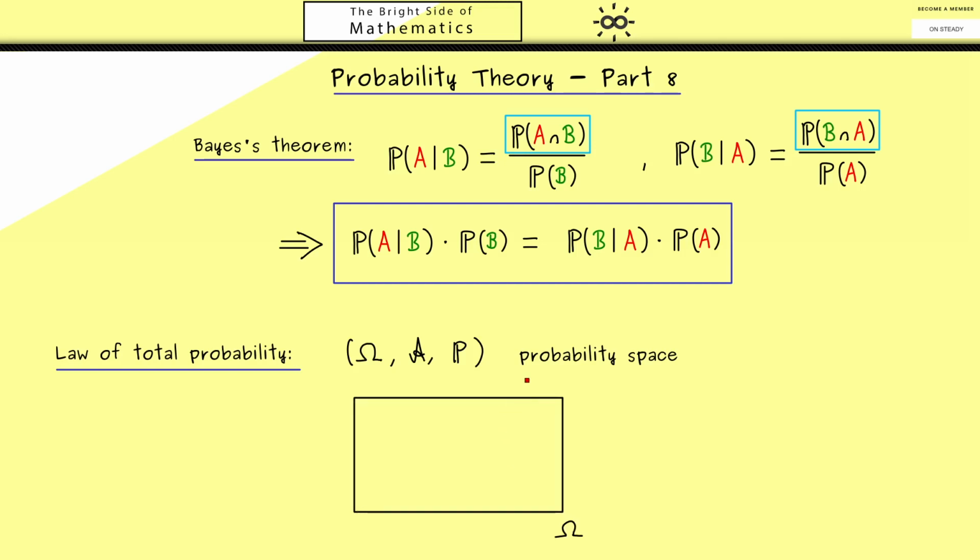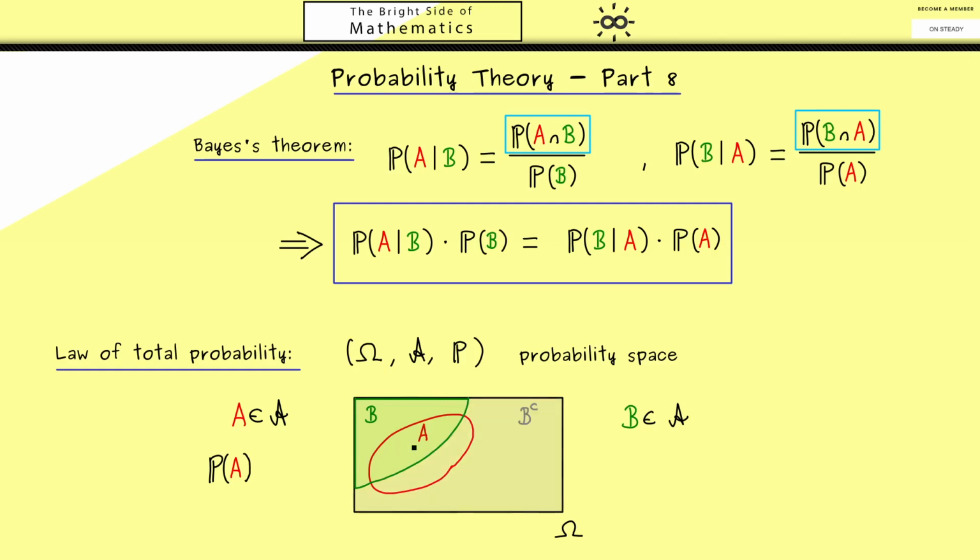So as always we choose a probability space given by a sample space omega, a sigma algebra A and a probability measure P. And now we want to calculate the probability of a subset A. So the question is, how can we split up P(A)? Now one possibility would be to choose another set B. In the picture we can also visualize this maybe like this. So the set B is here and you immediately see how the set A is divided now.